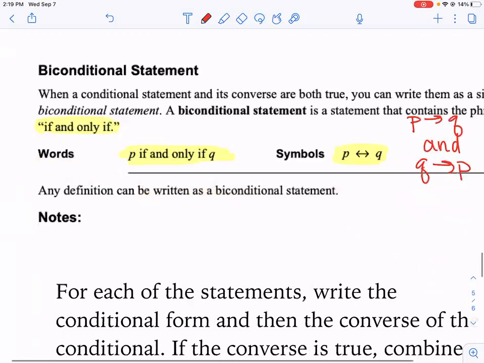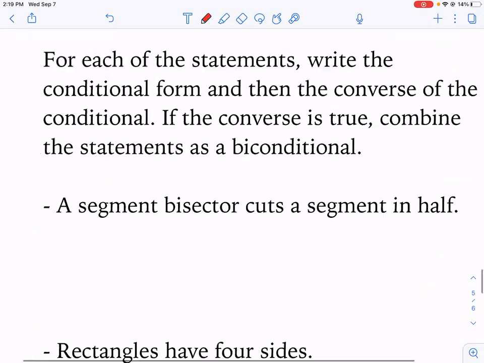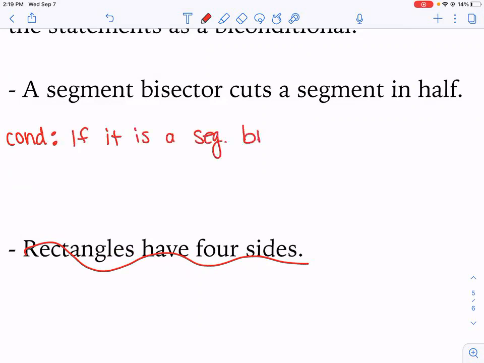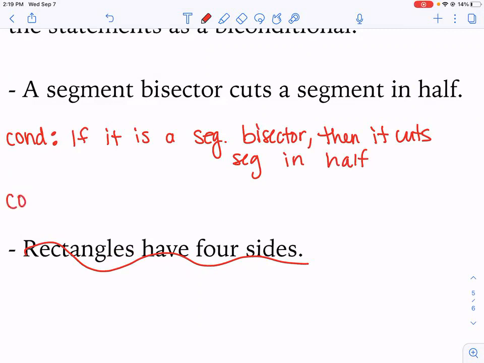For example, a segment bisector cuts a segment in half. So let's write the conditional statement. If it is a segment bisector, then it cuts the segment in half. Is that true? Okay, so now let's write the converse.